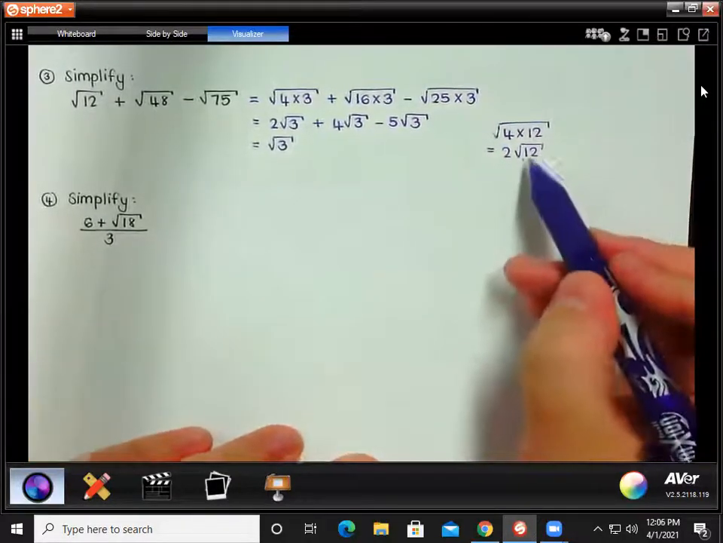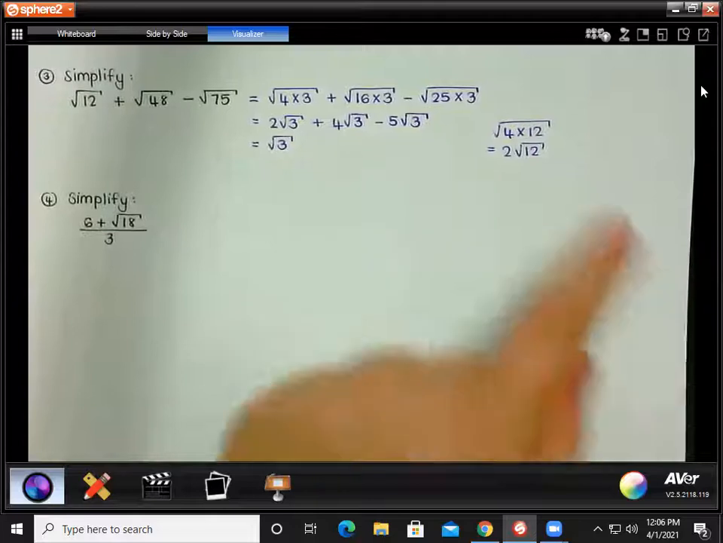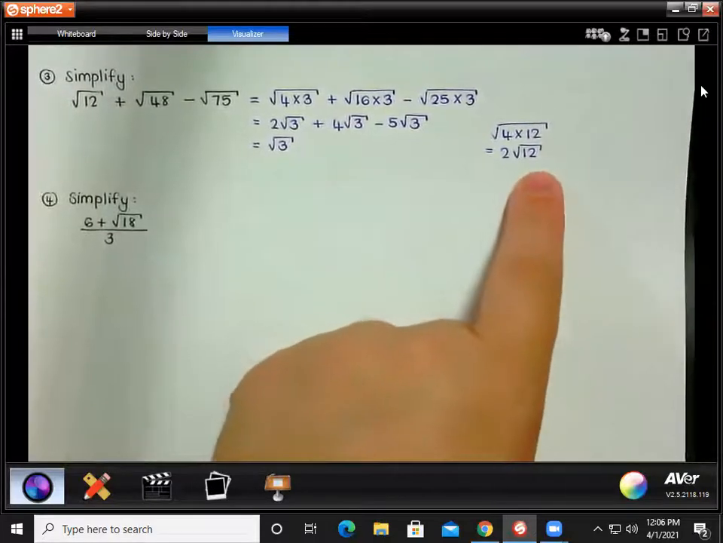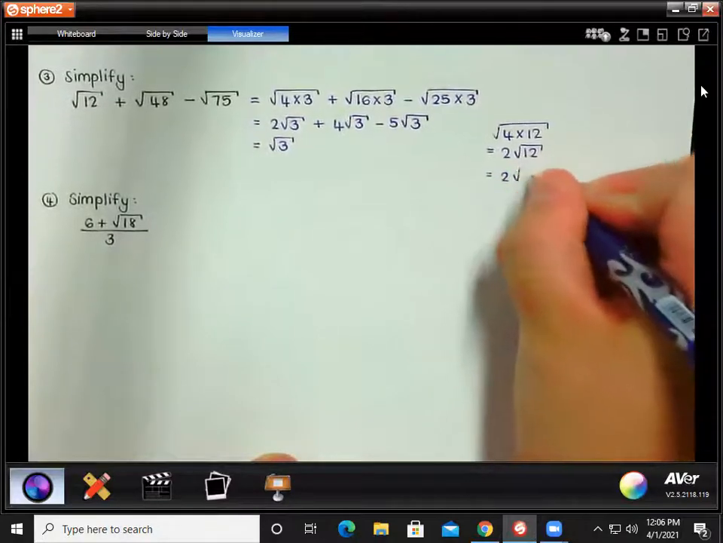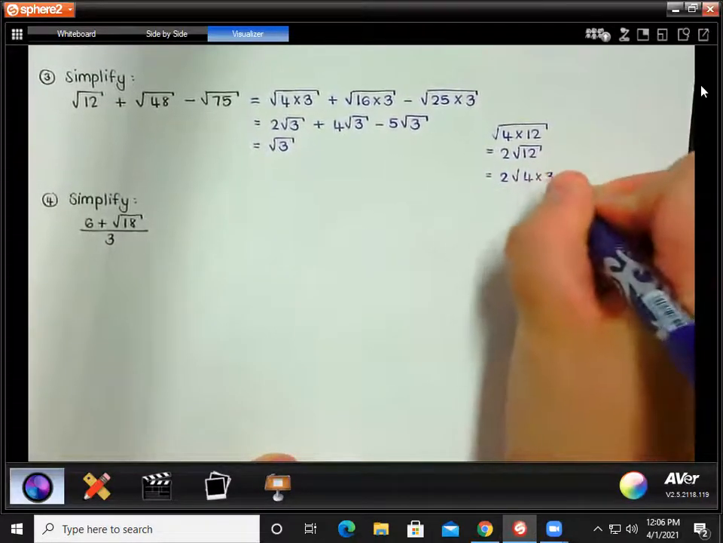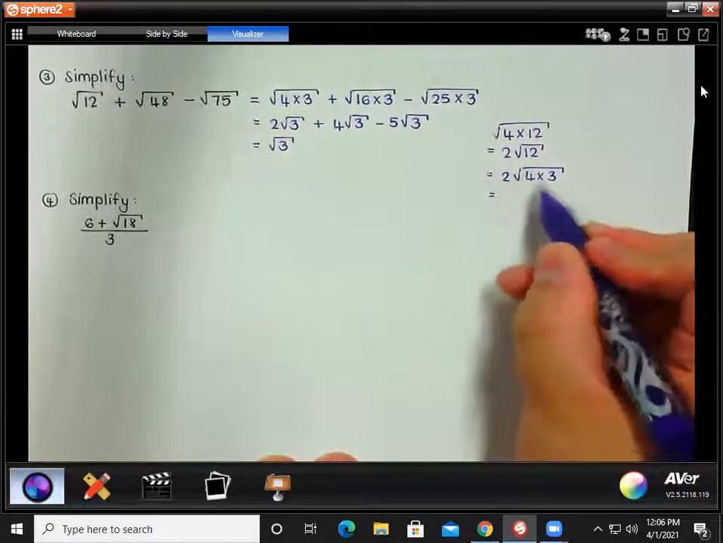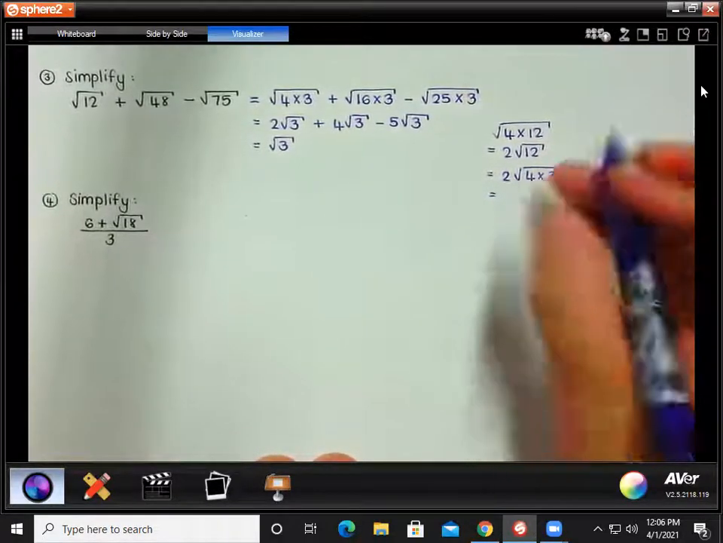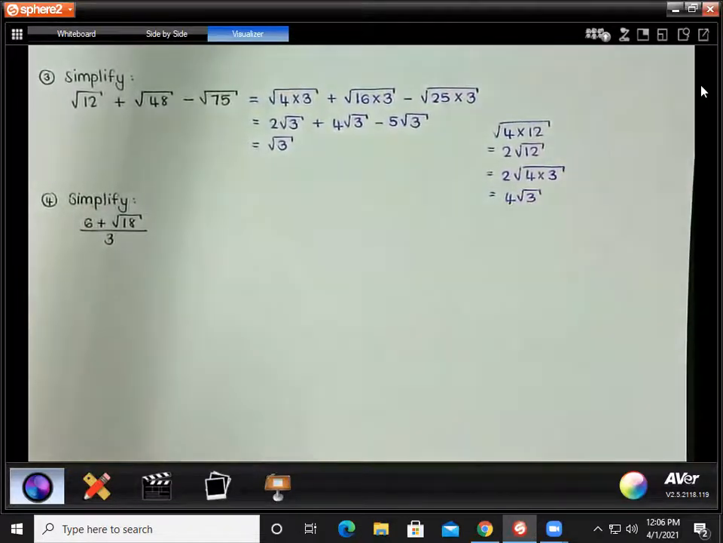But then you would obviously notice that it's not a like surd. Now, it doesn't always have to be a like surd, but that could be a hint that you need to check whether you've actually simplified it fully. Because 12, we can now again write as 4 times 3. So you would have to go another step, and you now have 2 times the square root of 4, which is another 2. So that would give you 4 root 3.